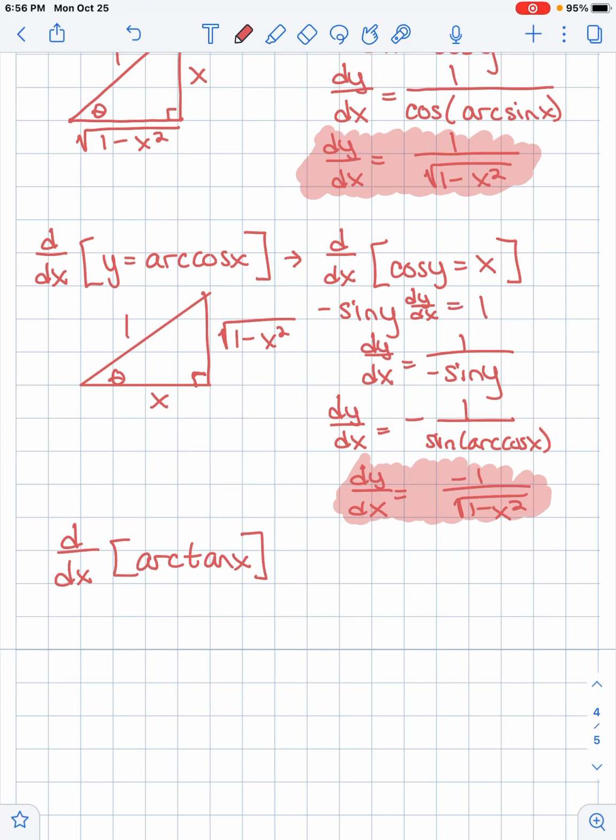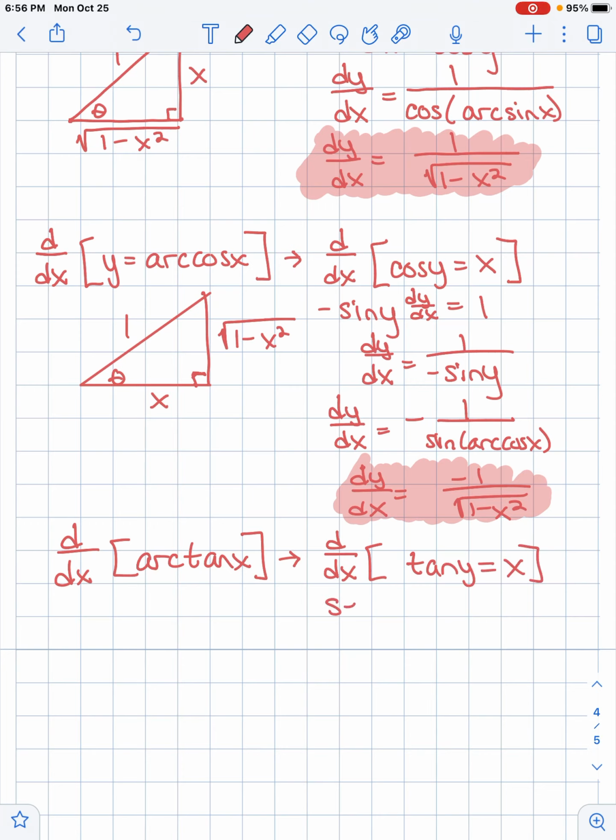Go do it, hit pause, go give it a shot. All right, welcome back. We're going to find the derivative of y equals arctangent of x, which means tangent of y equals x.